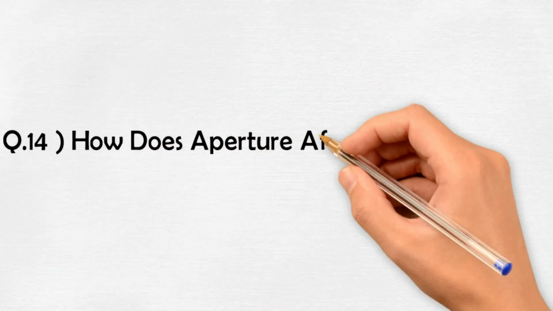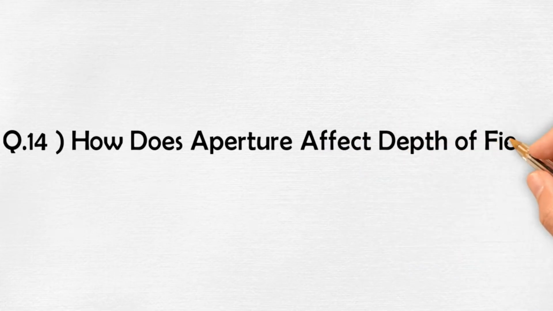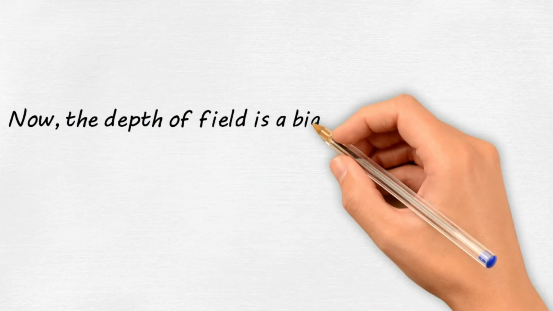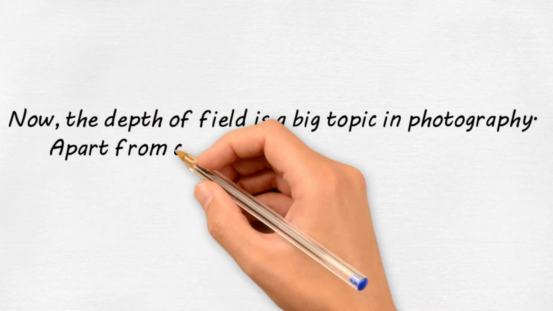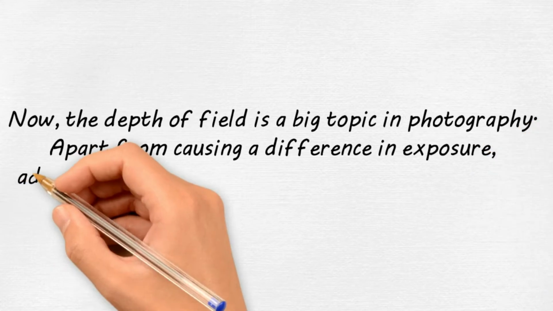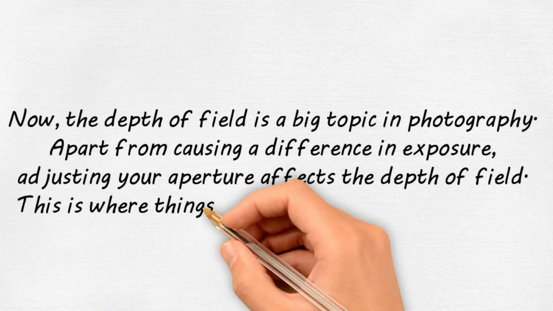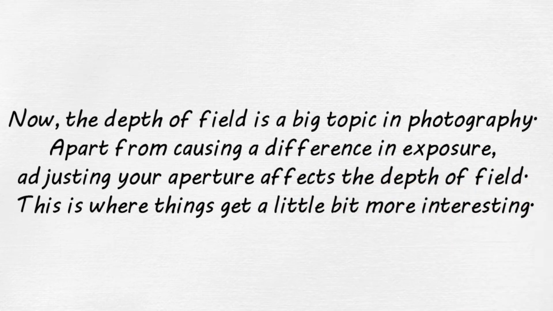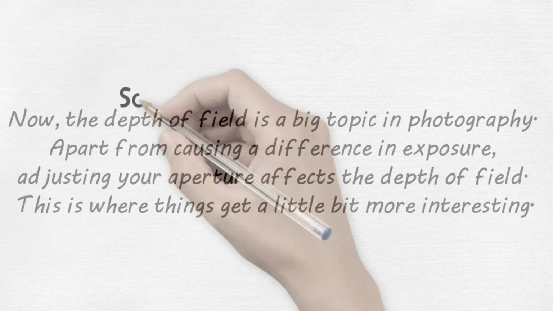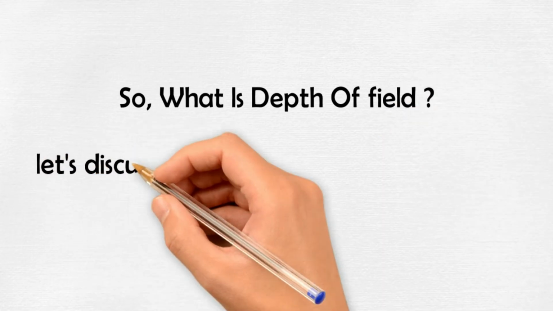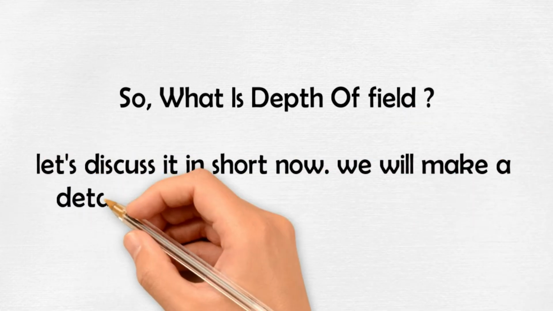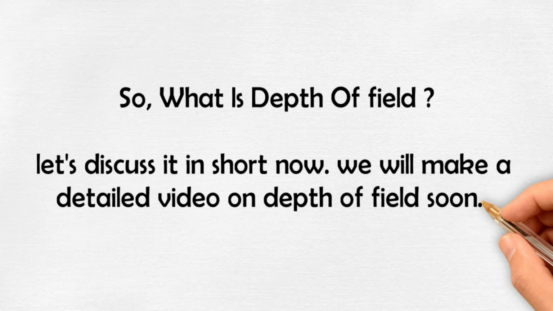Question number 14, how does aperture affect depth of field? Now, the depth of field is a big topic in photography. Apart from causing a difference in exposure, adjusting your aperture affects the depth of field. This is where things get a little bit more interesting. So, what is depth of field? Let's discuss it in short now. We will make a detailed video on this soon.